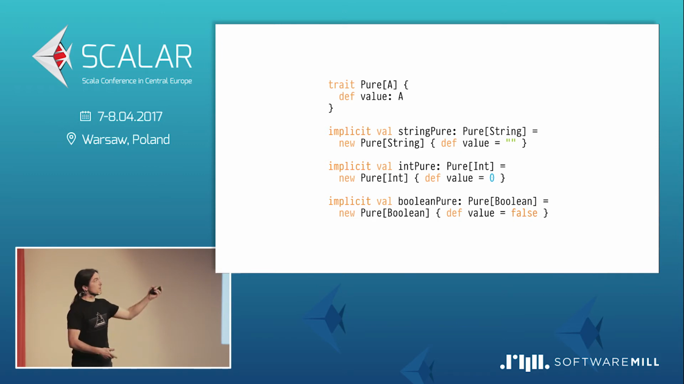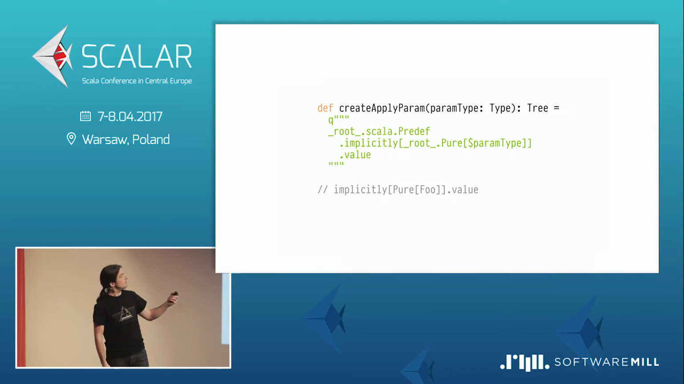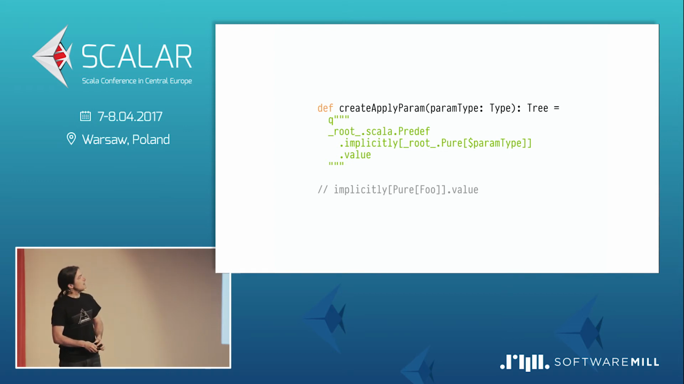So how do we get this type class and put it back with our macro? Well, it's fairly simple, actually. The only method we need to rewrite is the create apply param. So I'm not saying if it's a string, do this, if it's an int, do this. I'm producing a piece of code. This is what the code actually says, if we get rid of the macro speak. It gets an instance of pure implicitly, just by looking up an implicit val that's in scope, and then calls its value method.